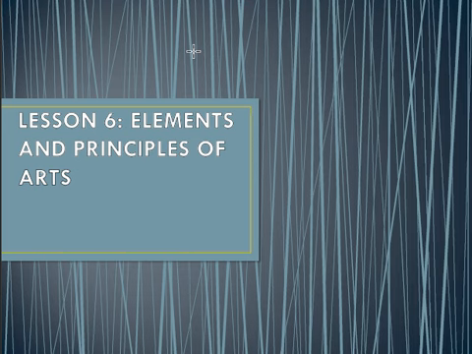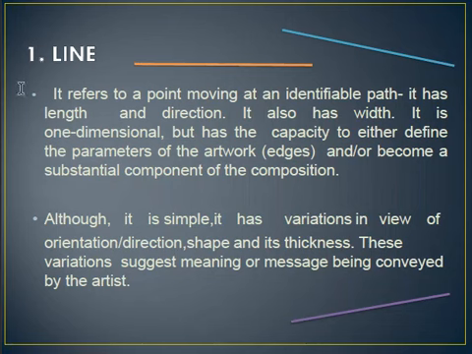So, we have the line. We have the shape and form. Ito, shape and then form. We have the space. It's right here. And then, color. Yung color wheel. And then, the texture. So, later on, mas maintindihan nyo pa po. Mas makikita pa natin kung ano yung differences ng mga to. But first, we have the line.